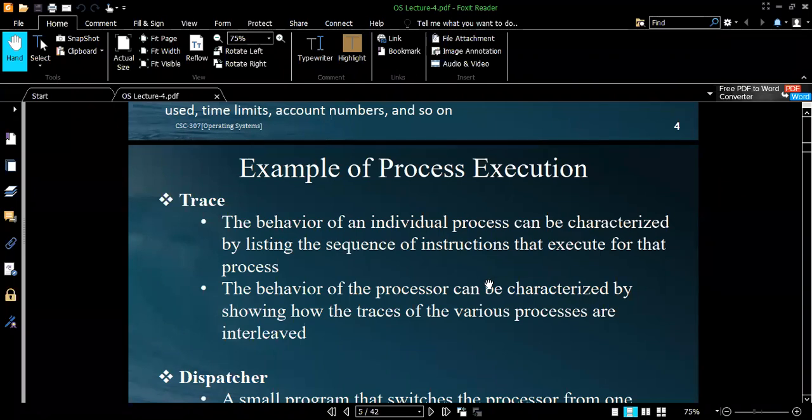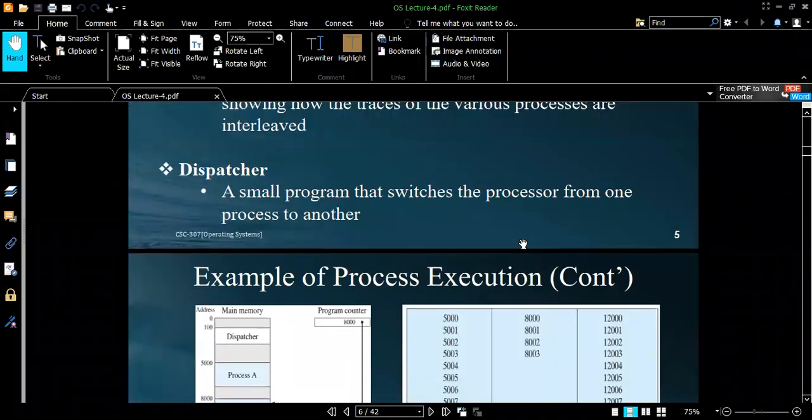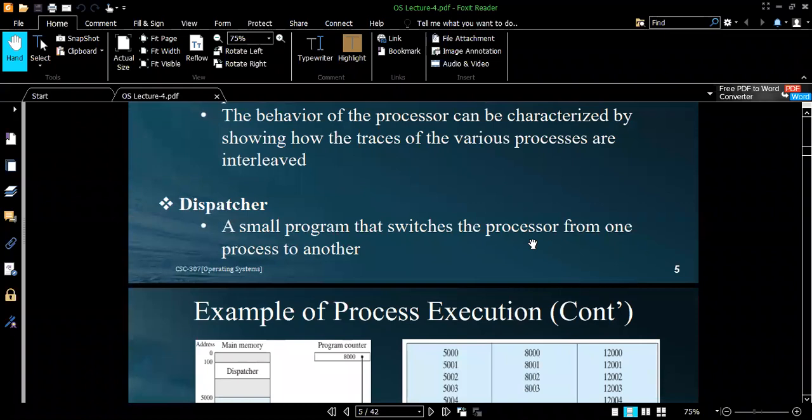And we can characterize the behavior of different processors as well. Let's see some examples. Another one is a dispatcher. What is a dispatcher? It's a small program that switches the processor from one process to another process. You are running a program and suddenly there's an interrupt and you need to run another program. The dispatcher helps you switch from one process to another, from one program to another program.